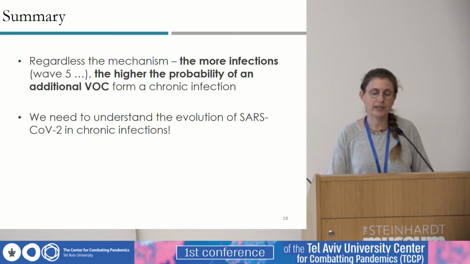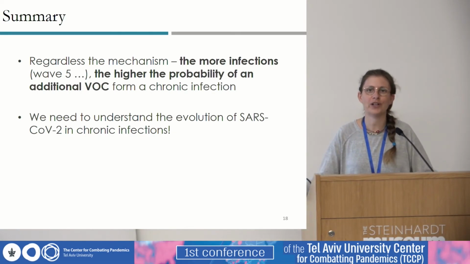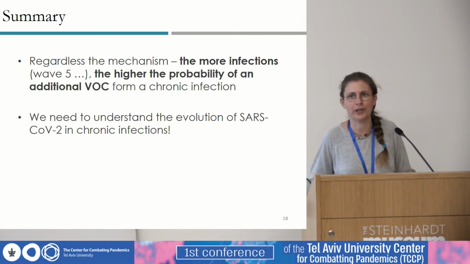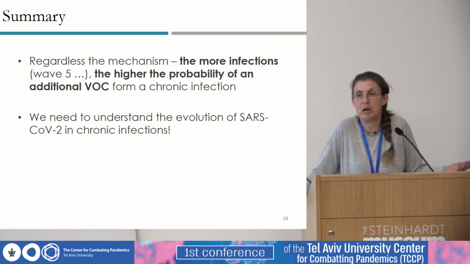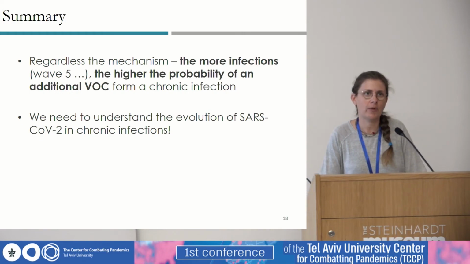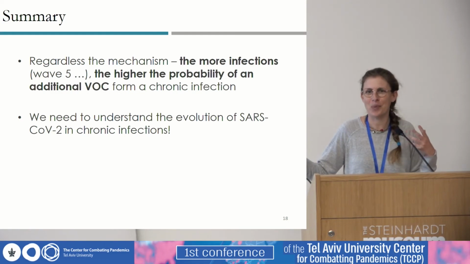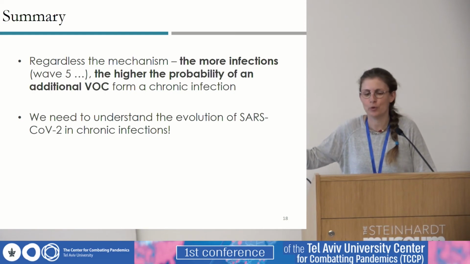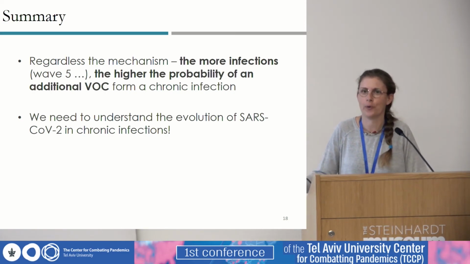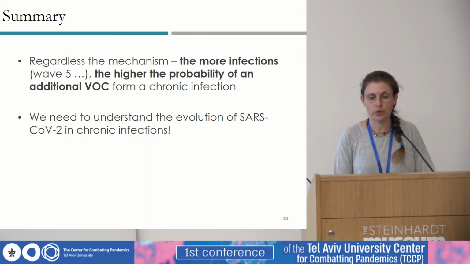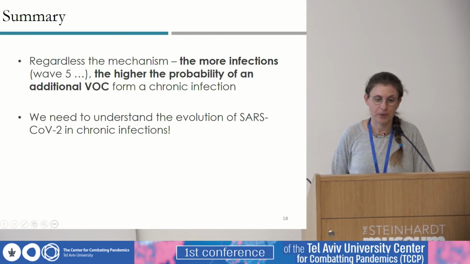And with that, I'll summarize. I will say that regardless of the mechanism, the more infections there are, and wave 5 the number of infections worldwide was simply huge, the higher the probability that we're going to get an additional variant of concern from some chronic infection. I keep thinking about the number of people that were just infected now, and of that individual that might now be developing the new variant, which will be responsible for either, I don't know if we are already in wave 6 or wave 7 or whatever. And clearly we need to understand the evolution of SARS-Coronavirus-2 in chronic infections better.